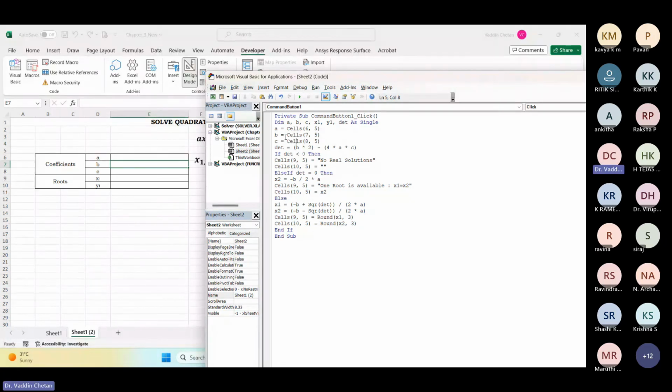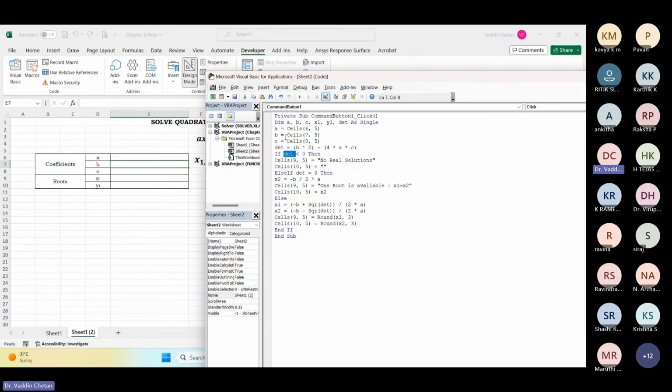Once the cell values are given, I need to check the condition on B square minus 4AC. In order to check the condition, first I should calculate B square minus 4AC. So here I am taking it equal to B^2 minus 4 into A into C. Then I should use the logical function, that is, I'm using an if else statement here.